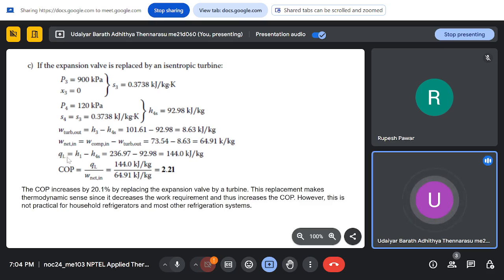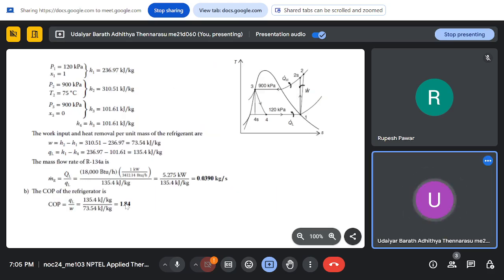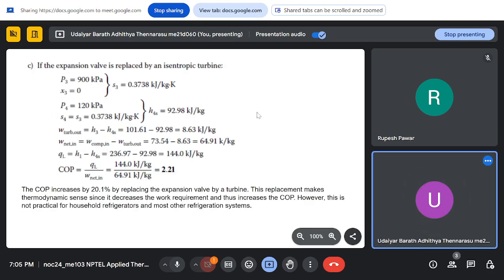Next is QL, it gives you H1 minus H4. So the load is now 236.97 minus 92.98, which gives you 144 kilojoule per kg, so that has also increased. So the COP is 144 kilojoule per kg divided by 64.91 kilojoule per kg, which will give you 2.21. So we see previously it was 1.84, but changing from valve to turbine it increased to 2.21.